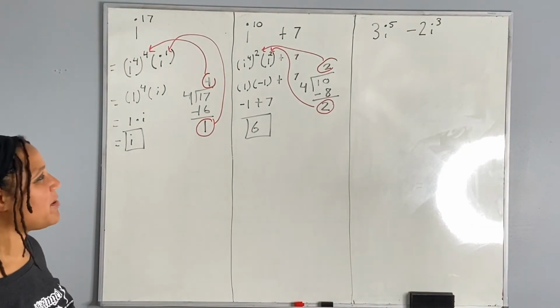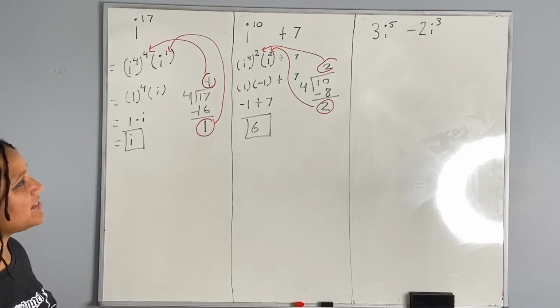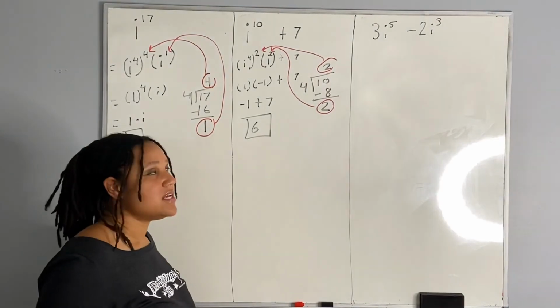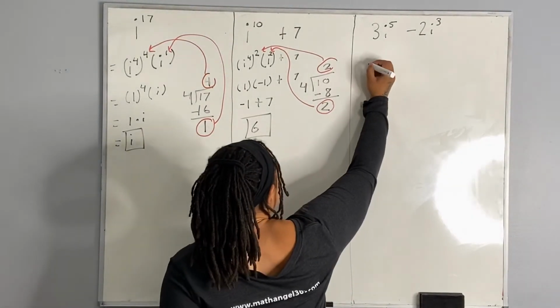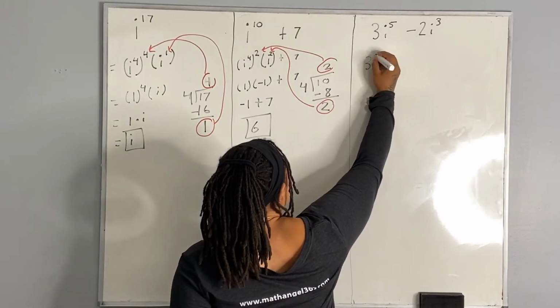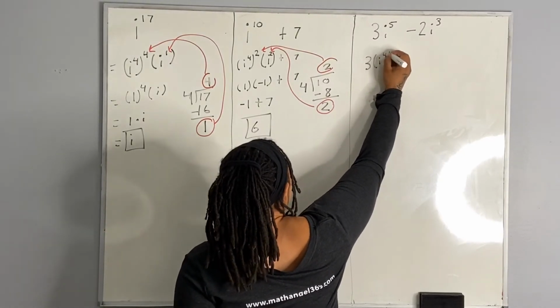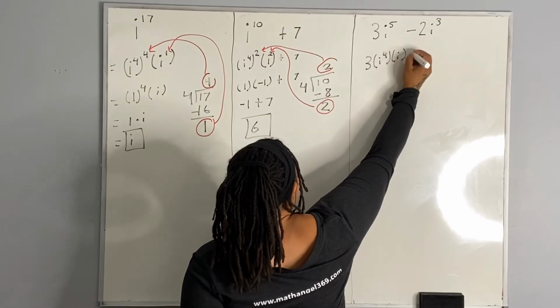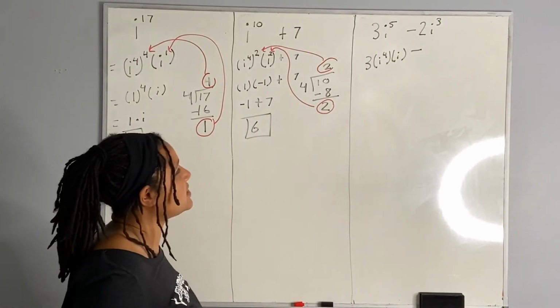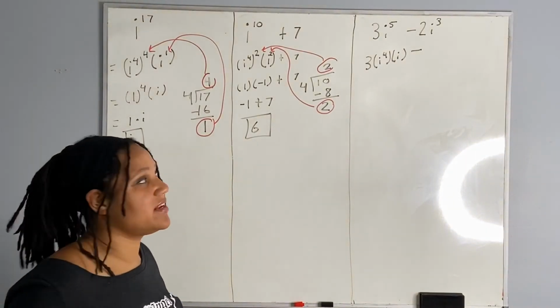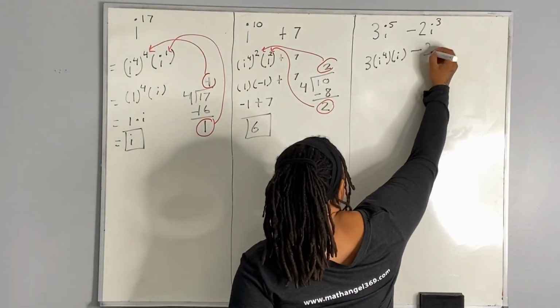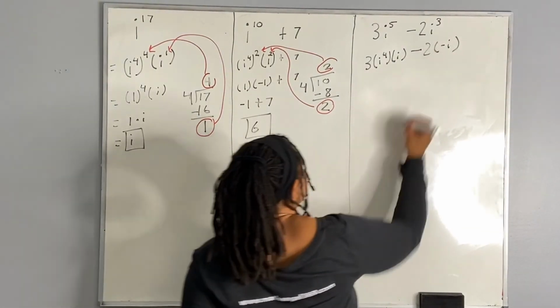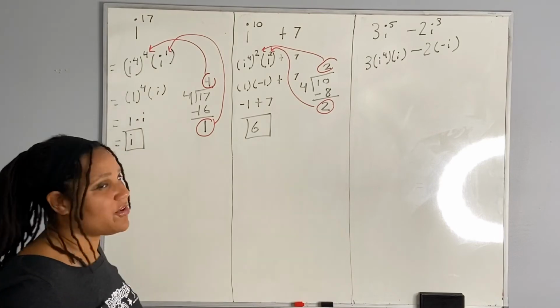Now let's look at our third problem. We have 3i to the 5th minus 2i cubed. So I'm just going to rewrite i to the 5th as i to the 4th times i. And I'm going to say, well, i cubed is just -i, right? So we have 2 times -i. All right? So i to the 4th is just 1.